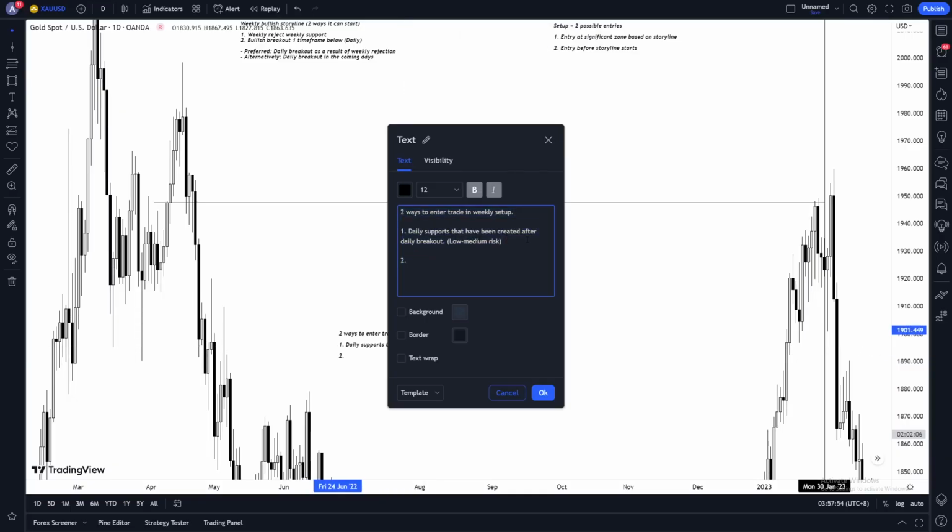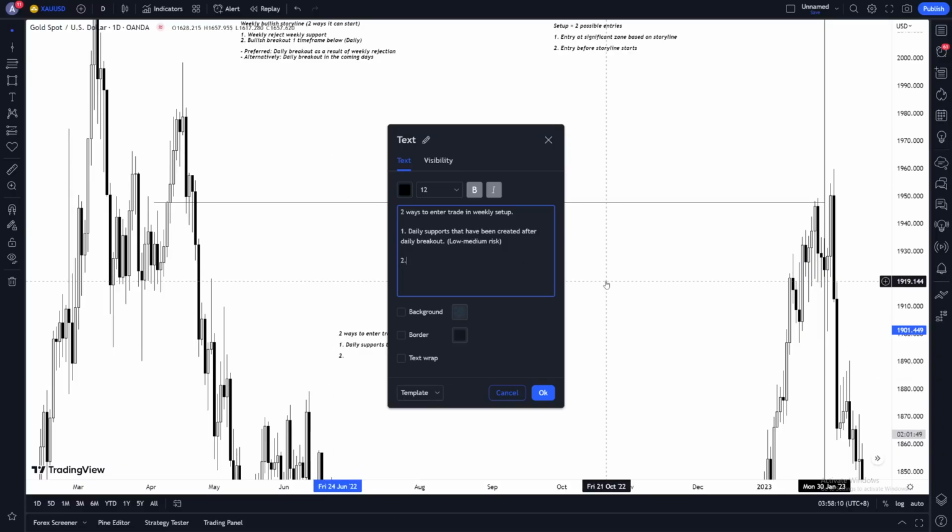Daily supports that have been created after the daily breakout. So weekly reject weekly, daily bullish breakout, right? Weekly reject weekly support, daily bullish breakout. We're looking at buys here, guys. Listen, weekly reject weekly, daily bullish breakout. As a result of the daily bullish breakout, we have ourselves new daily support zones created.